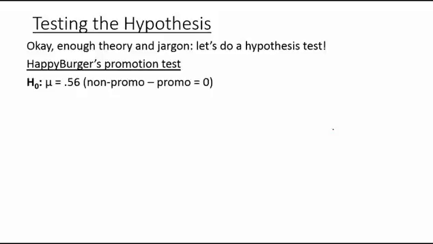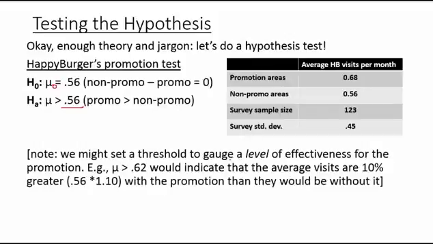So I'm going to be a little bit more specific now about how I set up the null and alternative hypothesis. I'm going to go ahead and say our null mean, and I could technically label this mu sub 0, okay, mu 0 goes with H0, is 0.56. And that would indicate there's no difference between the promo and non-promo. Our alternative mean is greater than 0.56. Now you might think, well, the alternative mean could be 0.561, and that's not a practically significant effect. So we might go ahead and put a threshold in like this. Threshold, like, we want to see if the promo leads to a 10% increase in visits. And what would a 10% increase be?